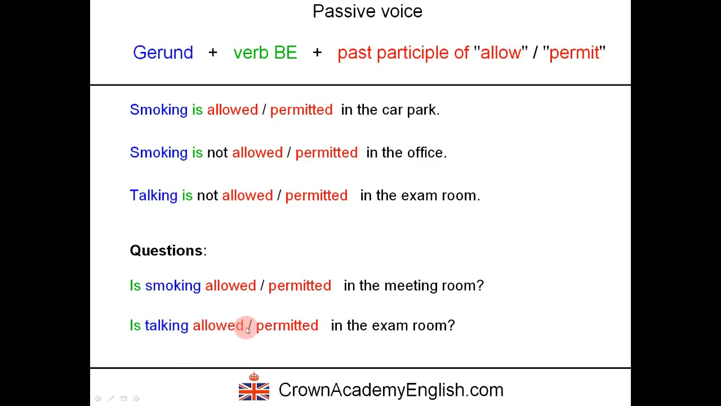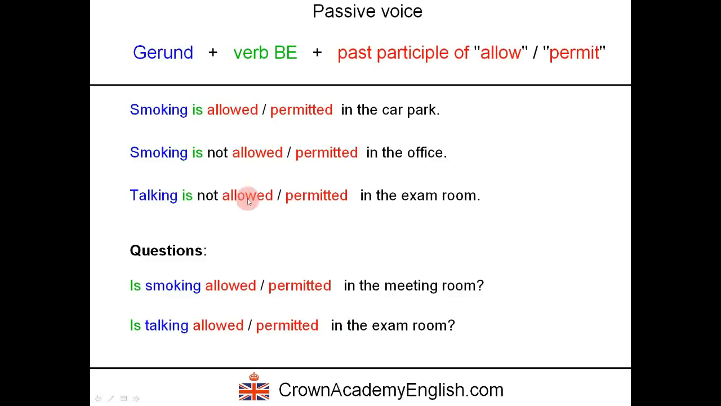Is talking allowed in the exam room? Is talking permitted in the exam room? Okay, so we've just simply changed the order here. So the gerund goes here and the verb be goes at the beginning. And it's always, with this structure, it's always third person singular is.